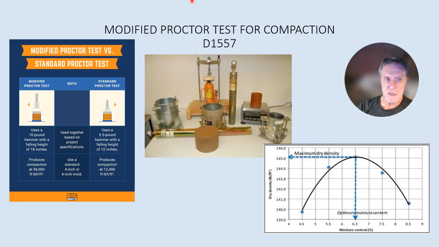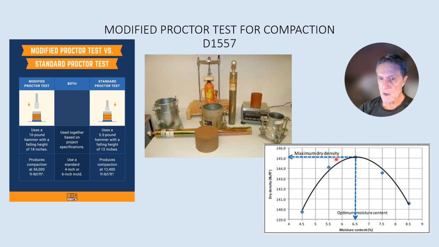Here is that compaction test that's illustrated by my first slide. Modified Proctor test, let's see. Yeah, this is the one I'm familiar with. A 10-pound hammer with a falling height of 18 inches, 5 layers. Each layer gets 25 blows until you get a solid compacted cylinder of soil, which you then take out, measure the weight, measure the moisture, get its density.